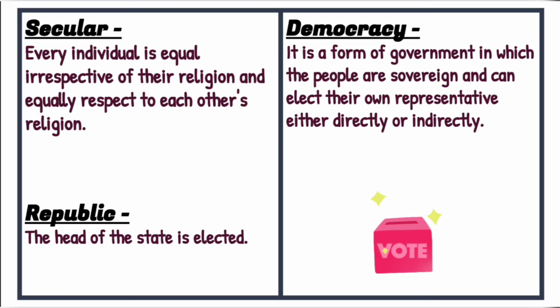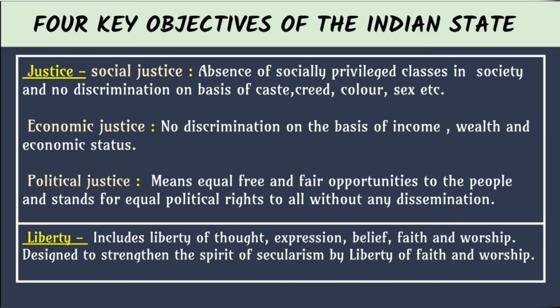Now democracy, everyone knows, democracy is a form of government when people are sovereign. People will have their own power to elect their own representatives either directly or indirectly, or they have the power of right to vote. Every adult citizen has the right to vote and they elect their representatives either directly or indirectly. Okay, now we go for the 4 key objectives of the Indian state.